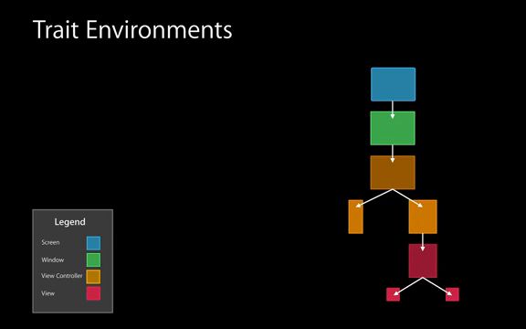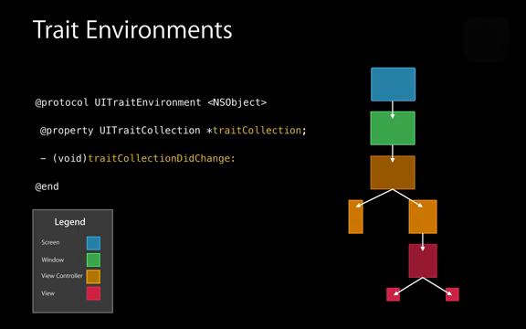Now, I like to think about the trait collections that come back from these objects as defining a point in a trait space. We've introduced a new protocol that a number of our objects conform to, which is a trait environment. And you'll see the hierarchy on the right is kind of a window hierarchy that starts from a screen and proceeds down all the way to the leaf view elements that you have.